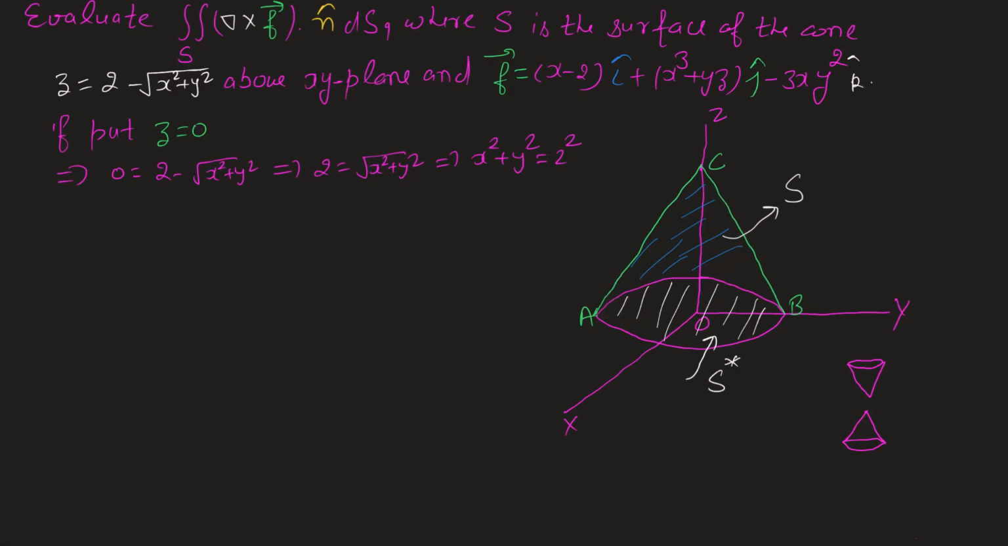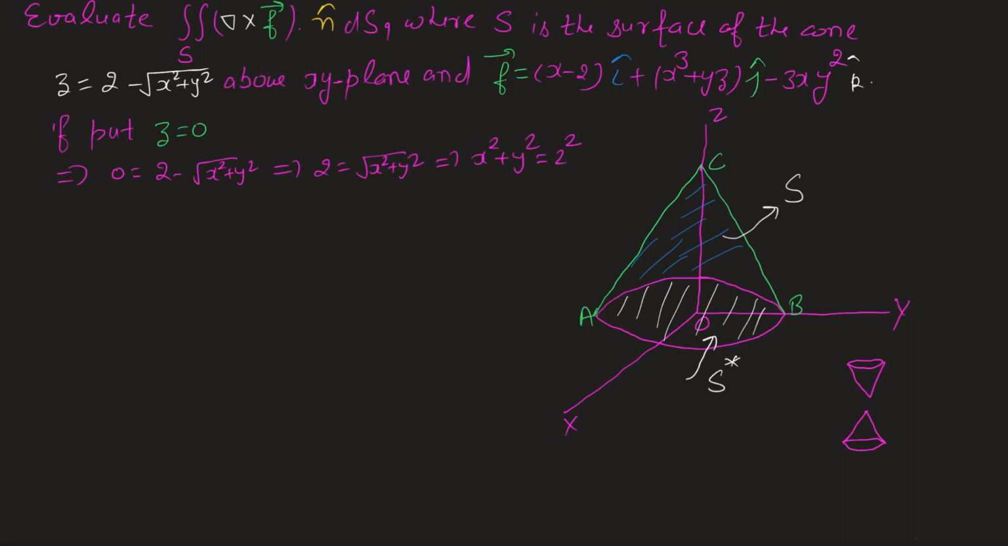We were willing to use the Gauss divergence theorem on this because the question was of evaluate. But here there is one problem: this surface S is not a closed surface. So we are not in any position to use the Gauss divergence theorem. We are helpless here. So what can we do?